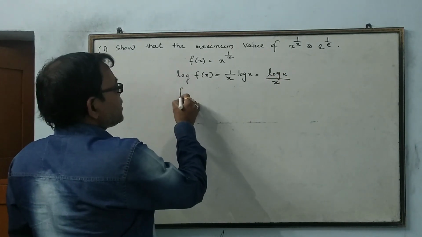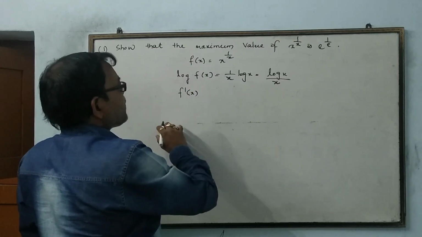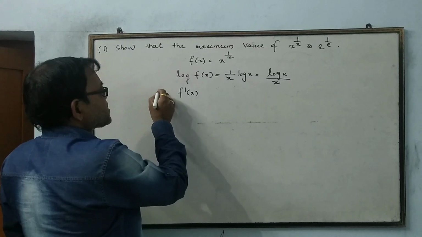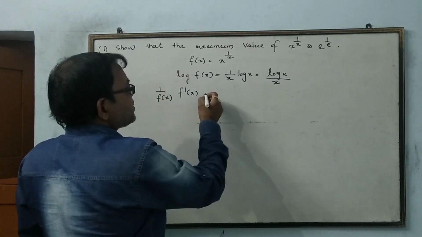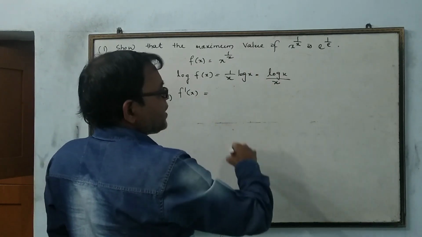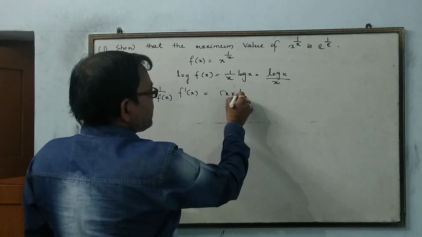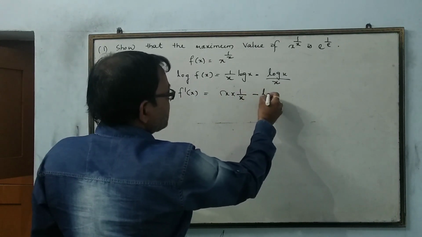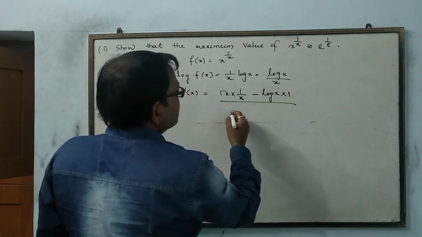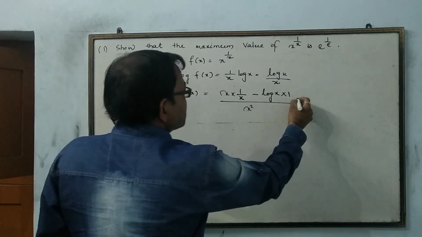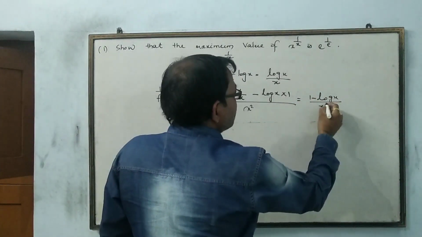Next, find the derivative of both sides with respect to x. The derivative of log of f of x is 1 upon f of x into f dash x, which is equal to the derivative of log x by x. Here it is u by v: v into derivative of u minus u into derivative of v, divided by v square. The square of x is 1 by x square. So the answer is 1 minus log x by x square.